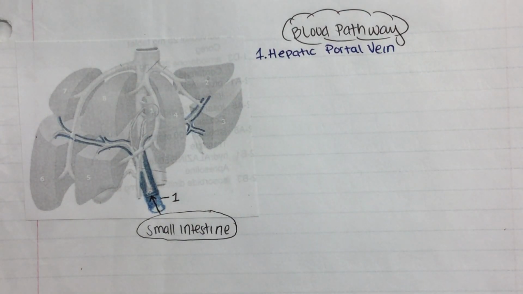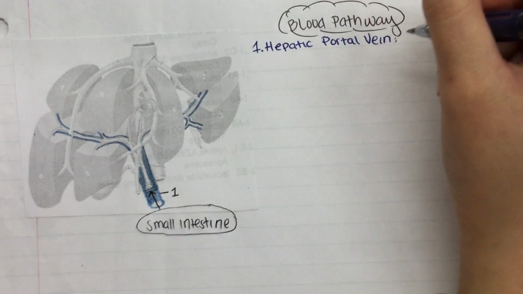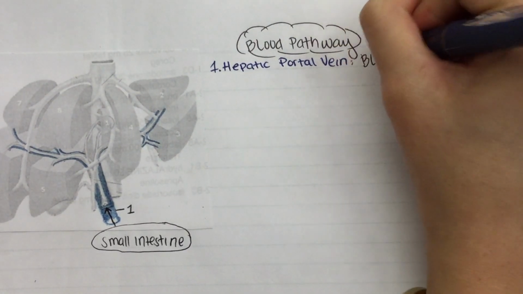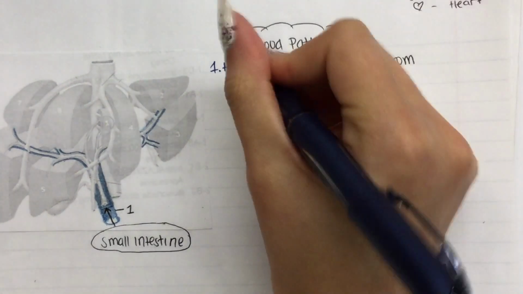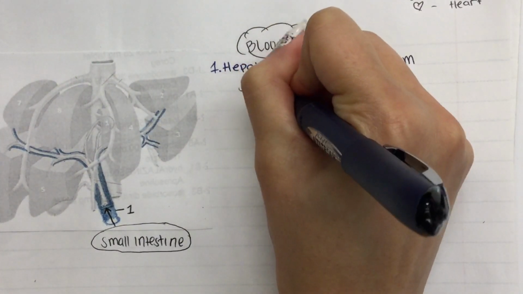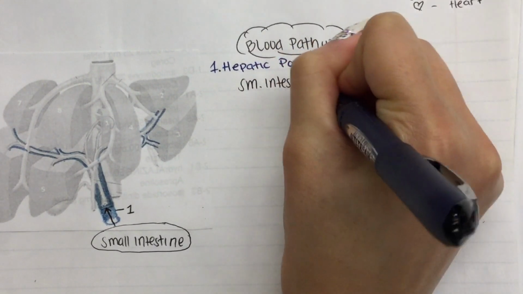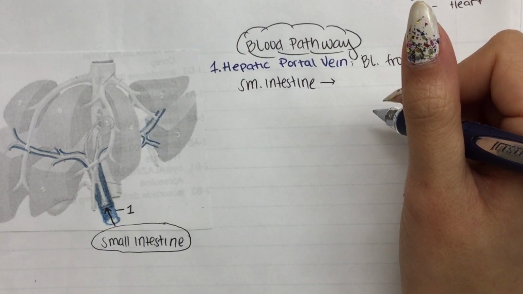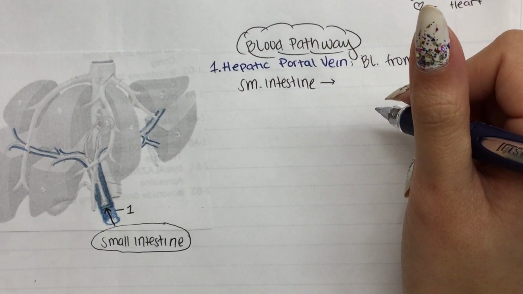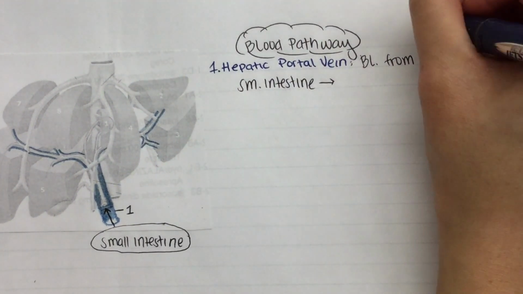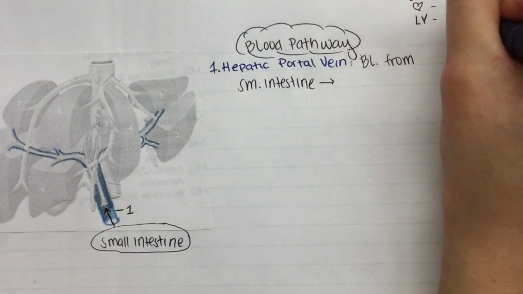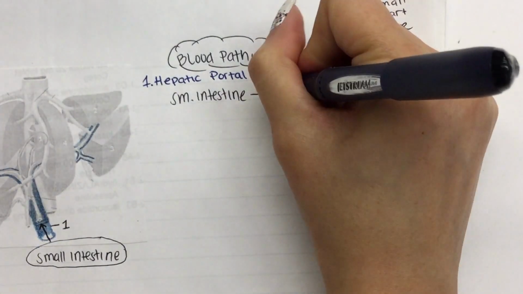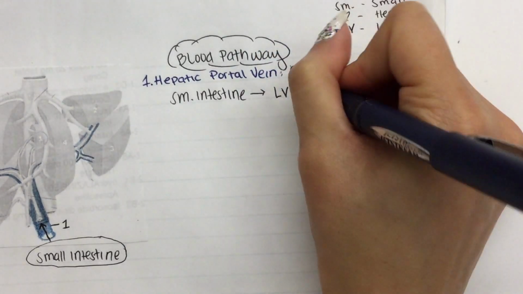So this blood vessel, in black pen or pencil here, I'm going to write the description. This is going to bring blood from the small intestine to the liver. Do you guys want to abbreviate the word liver? To what? LV. LV, okay. So let's do liver. I'm going to add that to our list of abbreviations. So small intestine to liver, because we'll use that word a few times.